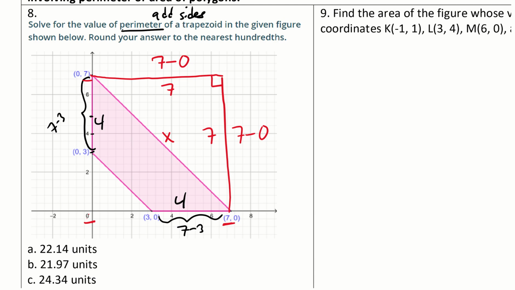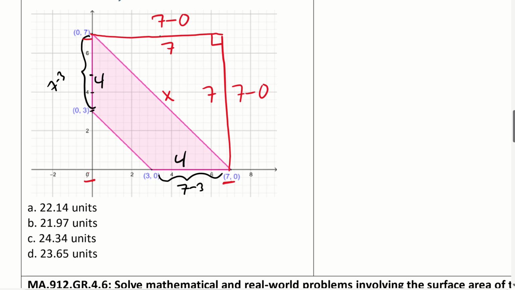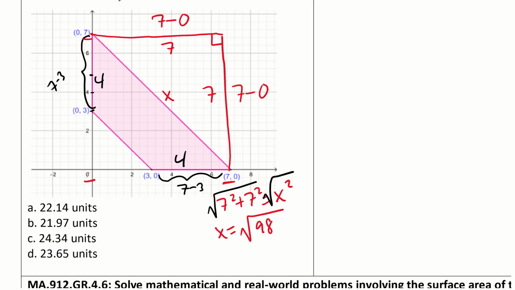So remember, this is a right triangle, so I can use the Pythagorean theorem here, right? Which is a squared plus b squared equals c squared. So I have 7 squared plus 7 squared equals x squared. And then I'm going to need to take the square root, okay, to get x. So 7 times 7 is 49. 49 plus 49 is 98. So this is the square root of 98. That's going to be some kind of decimal. We'll get that later.